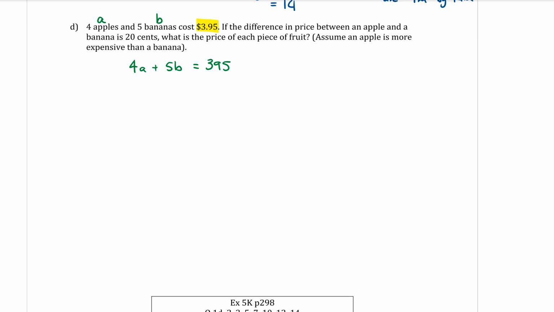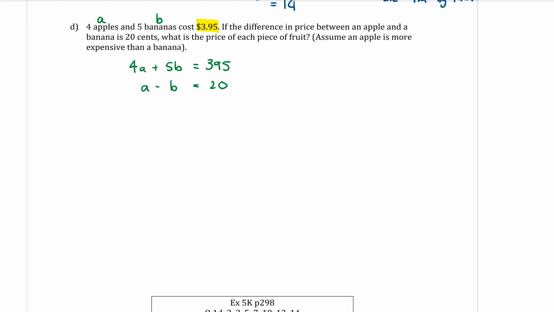If the difference in price between an apple and a banana is 20 cents, what is the price of each piece of fruit? And it says in brackets an important piece of information. Assume that the apple is more expensive than the banana. Okay, so it's telling me if the apple is more expensive, I need to do apple minus banana, which is a difference of 20 cents. Okay, so that one's already in cents. So we can leave that one the way it is. Both of them are in cents. So my 2 equations.